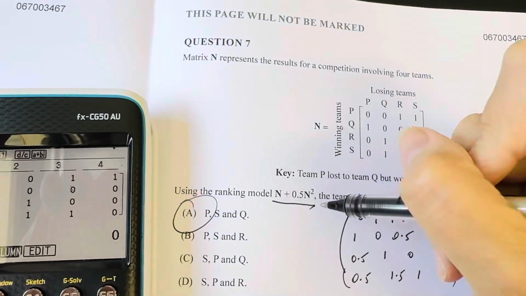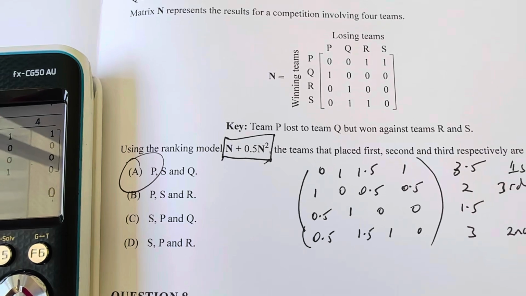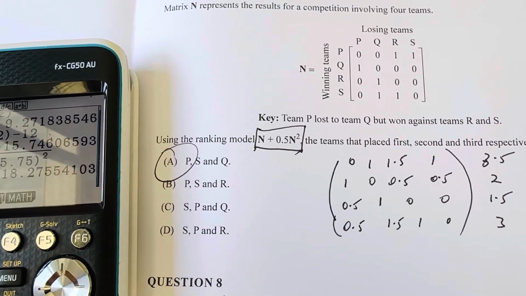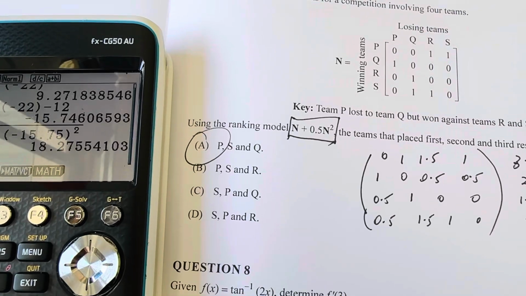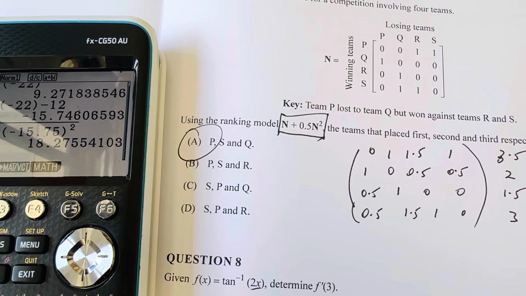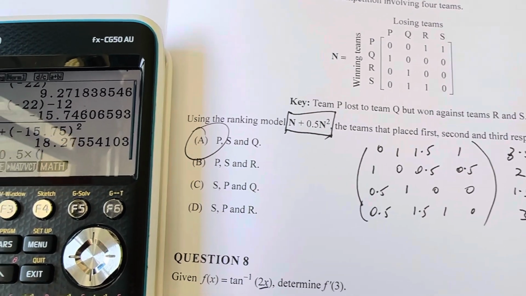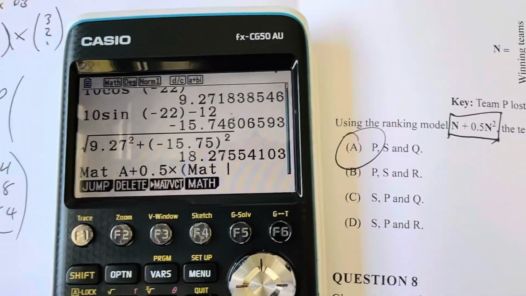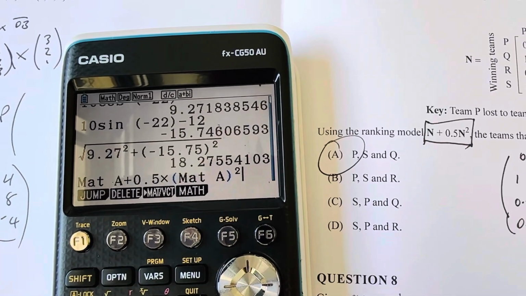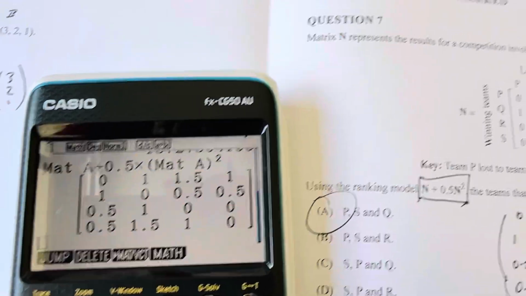They want you to use this particular ranking model, which is like a weighted dominance. So when we exit back out, we're going to go shift Mat A plus 0.5 times shift Mat A squared. Execute. We then get our matrix.